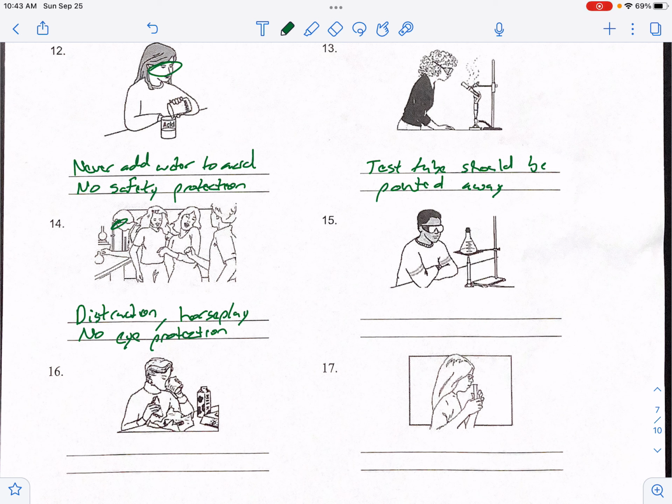Okay, then number 15 actually looks like he's doing good. So he just is not pointed at him. He's got eye protection on. If I could pick anything, I'd say maybe his sleeves should have been rolled up. But that'd be kind of grasping for straws. So honestly, I would just say student is following rules.